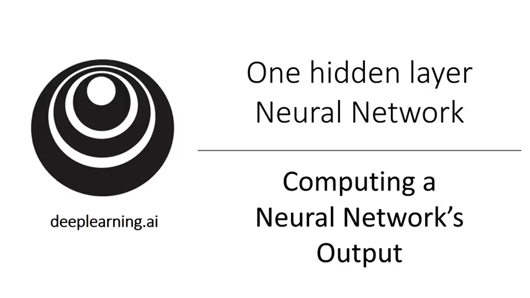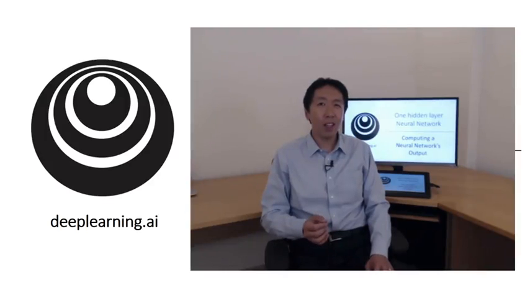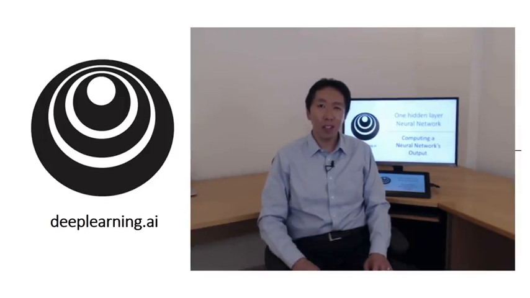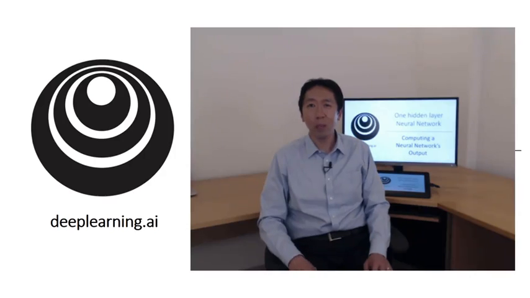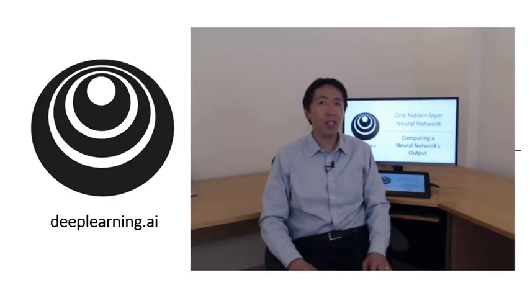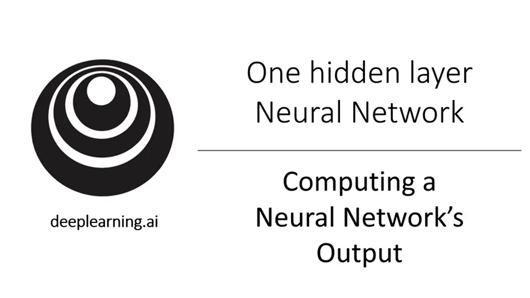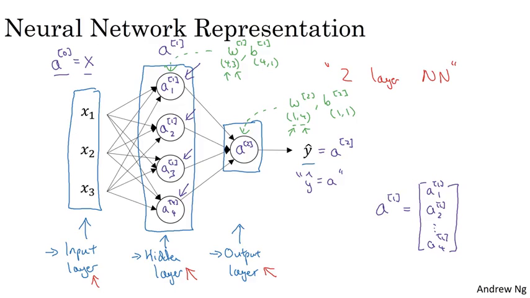In the last video, you saw what a single hidden layer neural network looks like. In this video, let's go through the details of exactly how this neural network computes its outputs. What you see is that it's like logistic regression, but repeated a lot of times. Let's take a look. So this is what a two-layer neural network looks like. Let's go more deeply into exactly what this neural network computes.